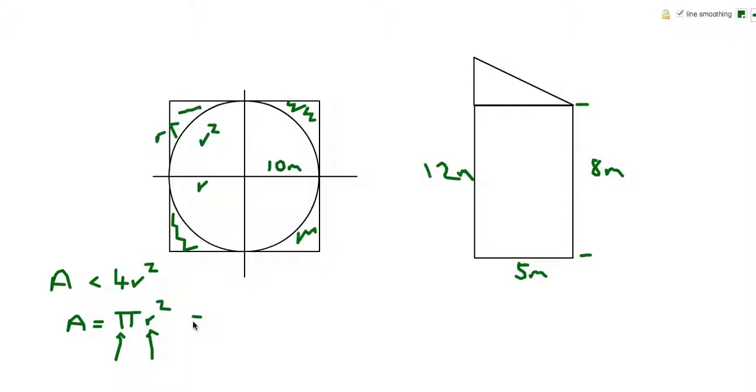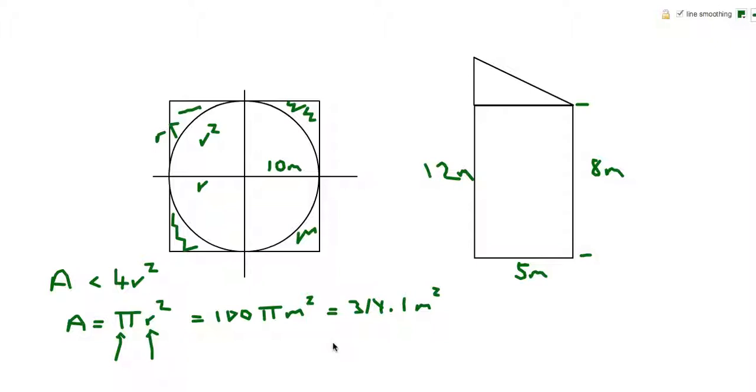100 pi meters squared, and if we want to do it in decimal form, we just do 3.14 times 100, which is going to move the decimal place 2 to the right, so it's 314. I'll put a decimal in there, 0.1 meters squared. So that'll be the area of that very large circle.